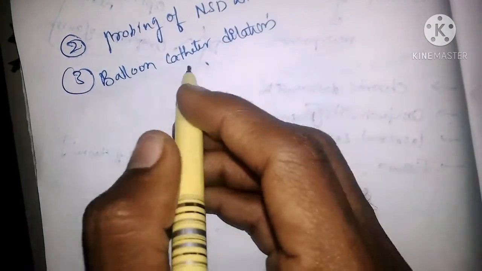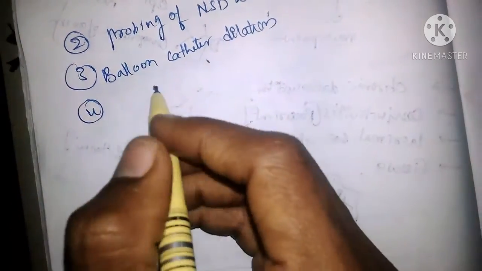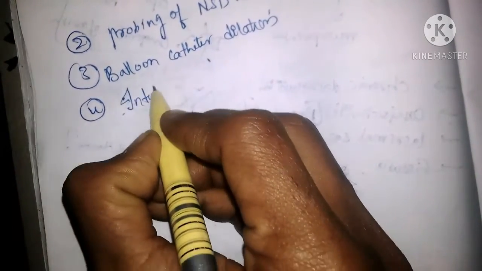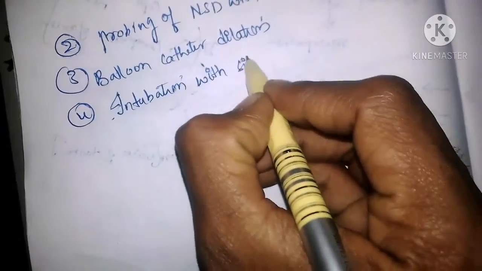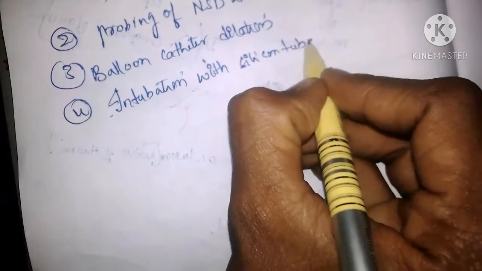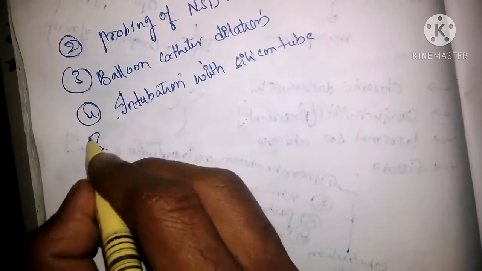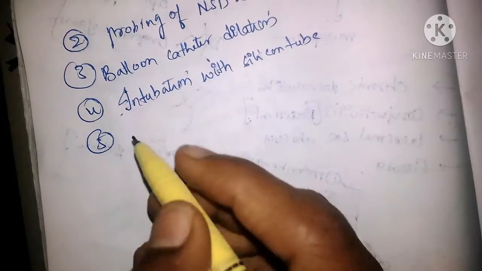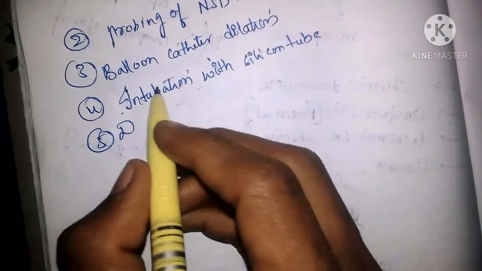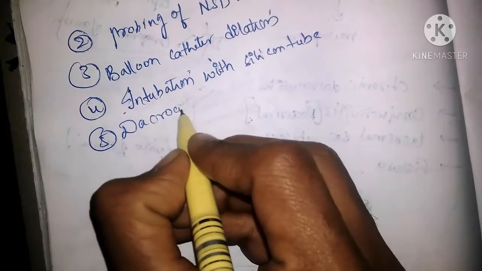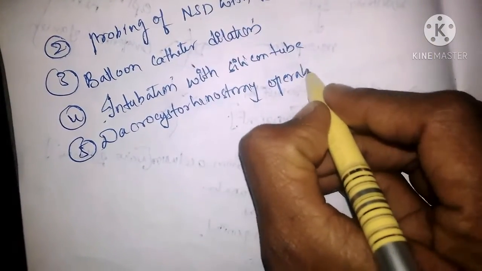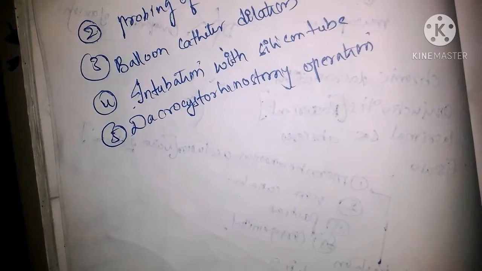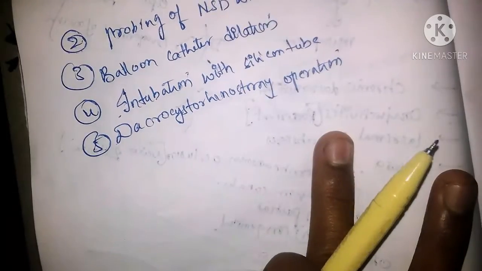Okay. Even if this fails, then the fourth mode of treatment is intubation with silicone tube. If this also fails, then we'll do surgical repair, that is dacryocystorhinostomy operation. In this operation, we'll remove the obstruction surgically. Clear?